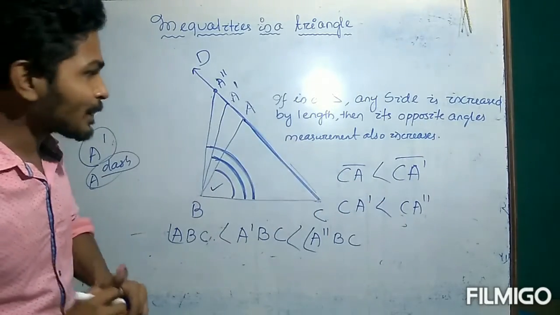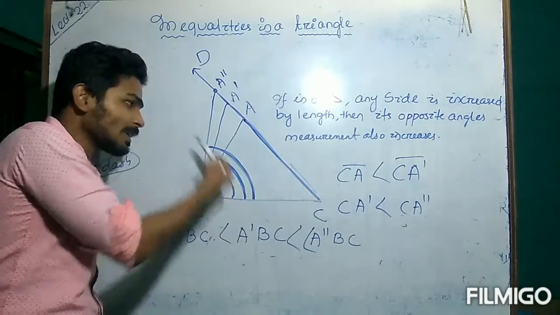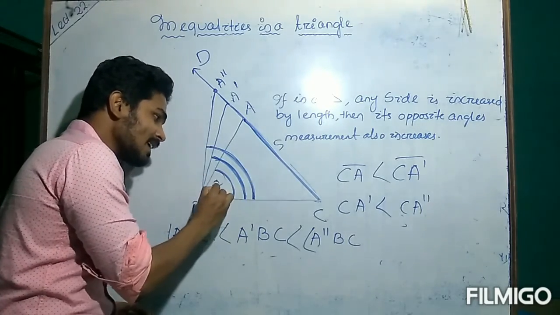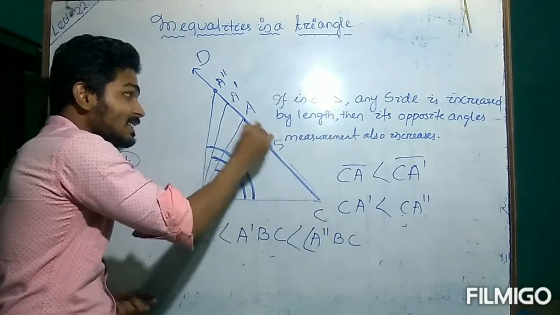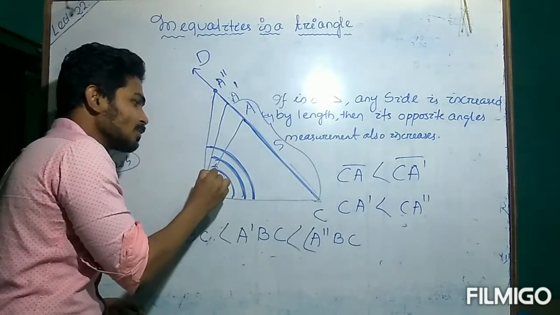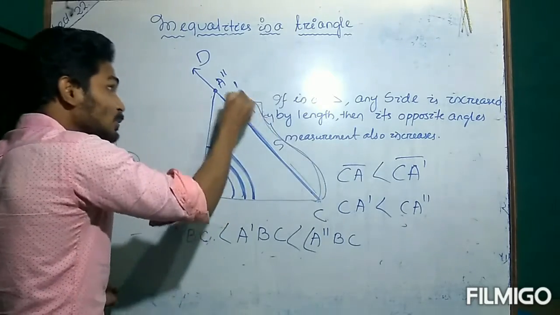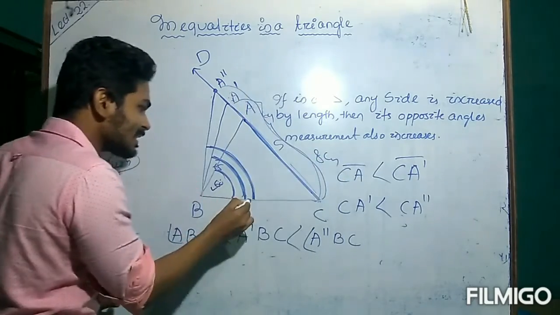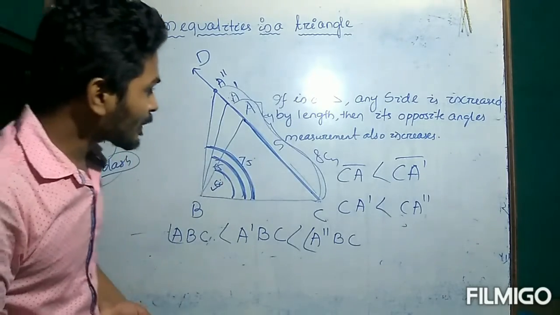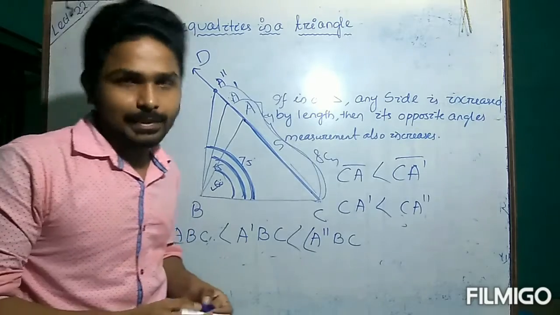Do you understand this? So if we increase this side's length, then its opposite angle's value also increases. Okay, if it is 5 cm and this first angle is 60 degrees, then if we increase this to 6 cm, then this angle also increases to 65 or 70 degrees. And again if we increase this length to 8 cm, then this angle's value also increases to 75 degrees. So always if we increase the length of the side, then its opposite angle's value also increases.